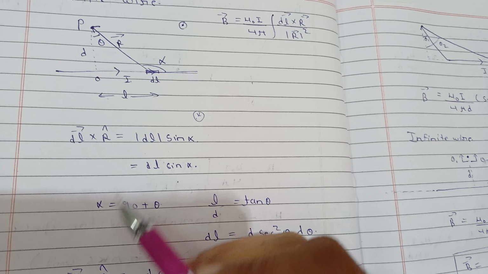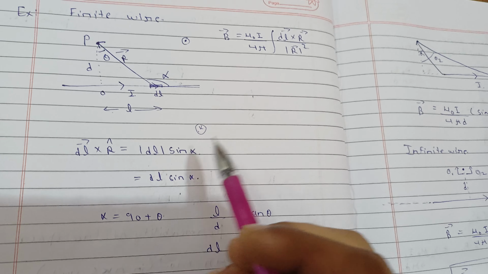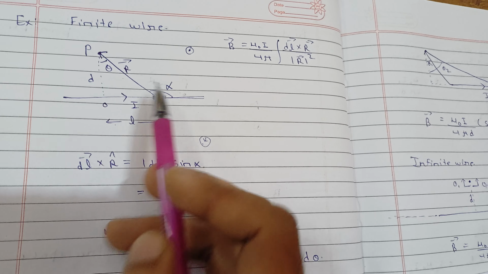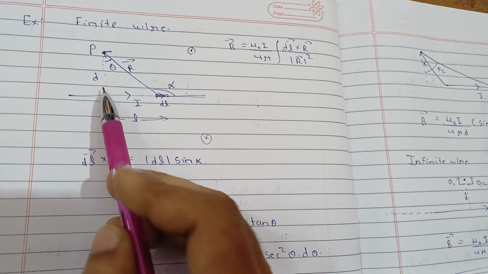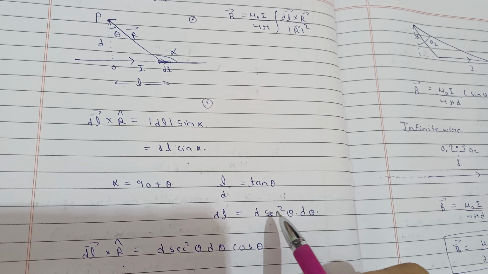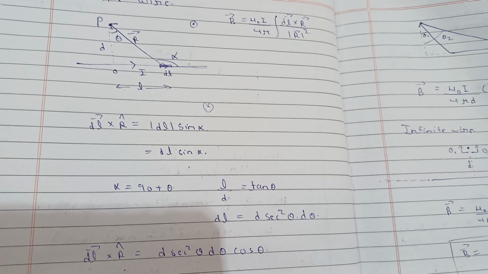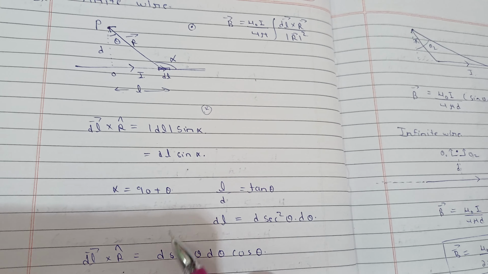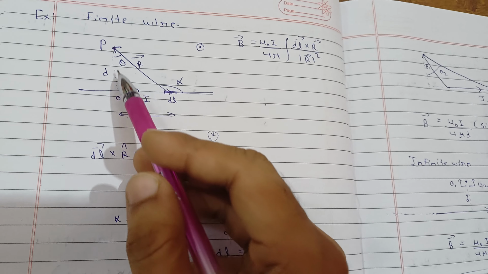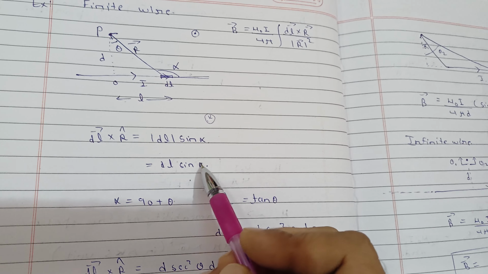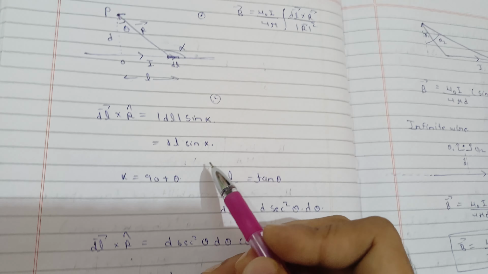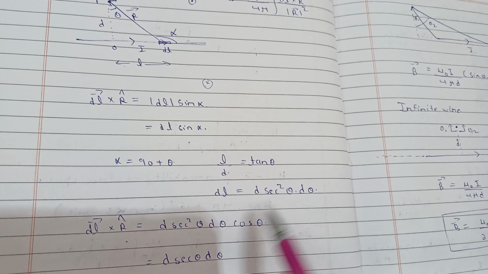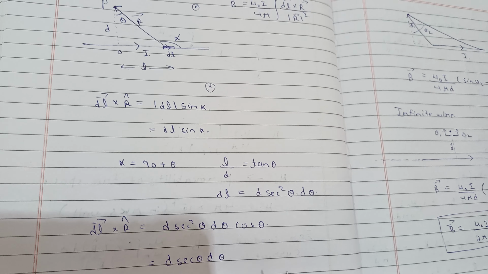Now first let's find the dl. How can we find the dl? First let's see that this angle is theta, this is alpha, so tan theta will be L upon d. Now from here dl will be d times the derivative of tan theta, which gives you sec square theta d theta. So you have now the dl, and alpha is nothing but 90 plus theta. So sin of 90 plus theta will give you cos theta, so it will be dl cos theta, and dl is this, so d sec square theta d theta cos theta.